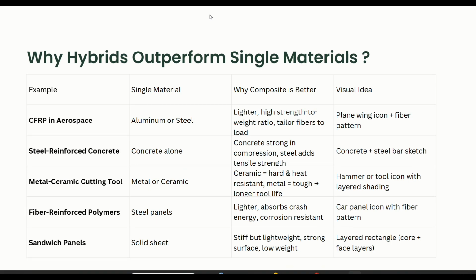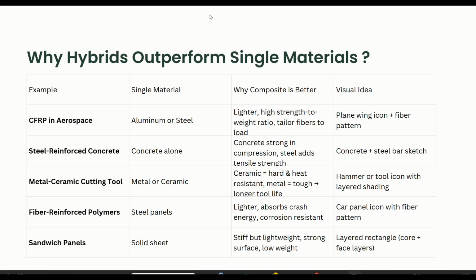Now, let's examine situations where composites outperform single materials. First of all, CFRP in aerospace. Compared to aluminium or steel, carbon fiber composites are much lighter and have a higher strength to weight ratio. Secondly, steel reinforced concrete. Concrete is strong in compression but weak in tension. Steel reinforcement solves this by providing tensile strength.